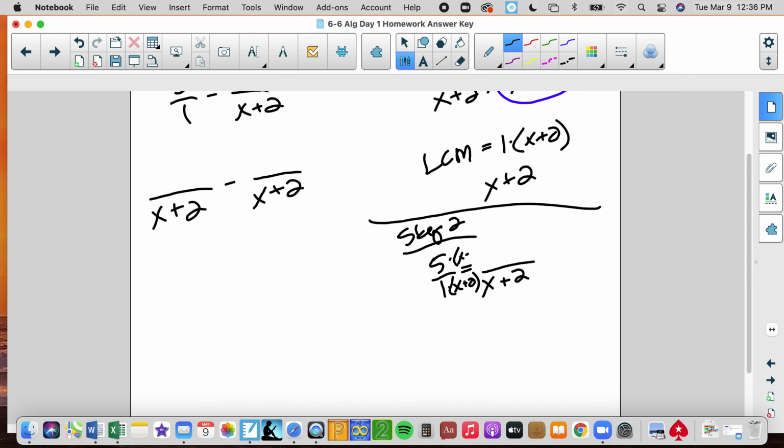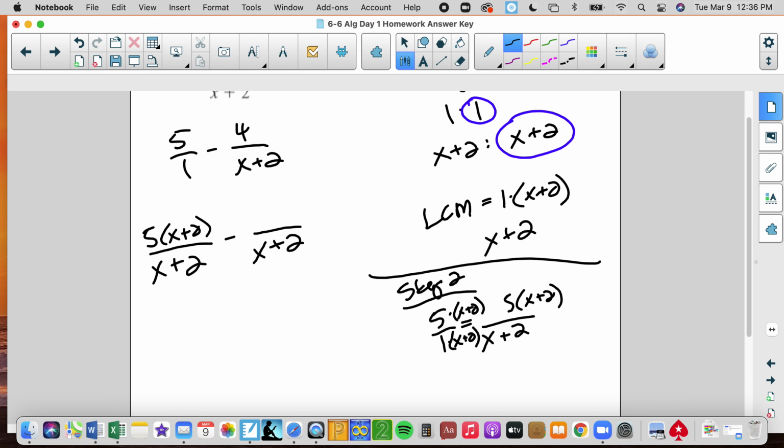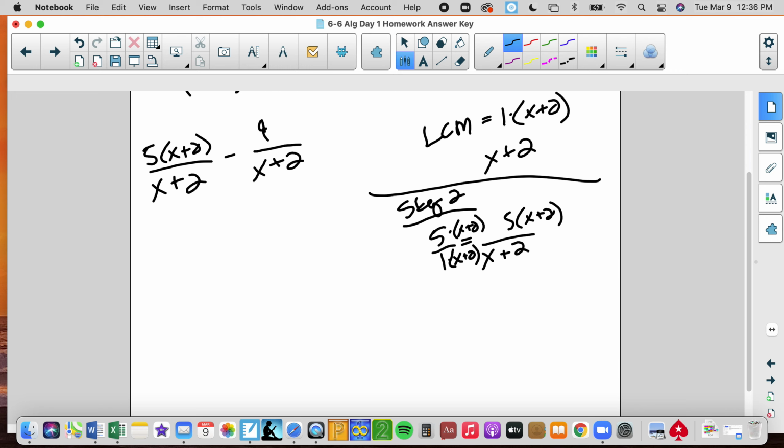And you have to multiply the numerator by x plus 2. So we get 5 times the quantity x plus 2. That already has x plus 2 as its denominator, so I just keep that numerator. And now we write it all over 1 denominator.